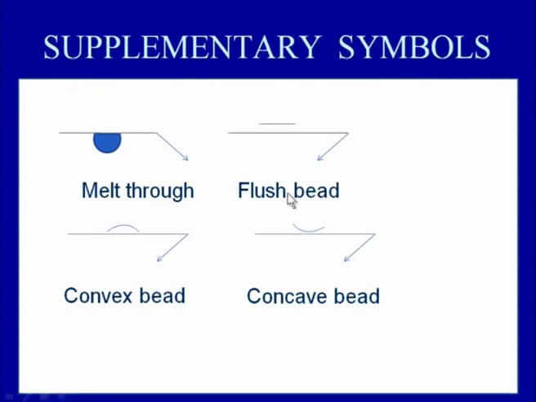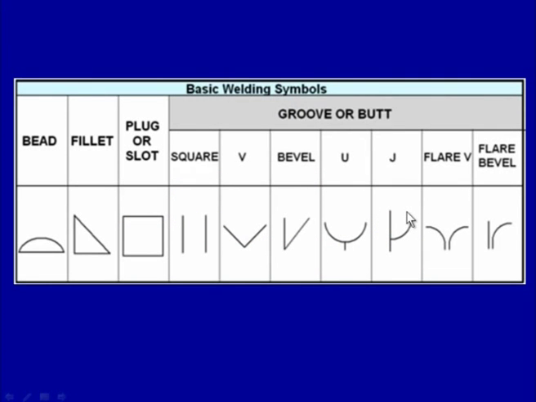and when flush bead is desired, meaning the weld bead is to be removed and a flat surface is to be obtained, then this kind of information is given using the straight line, and for convex bead information in this form is given using the curved line, and for concave bead this kind of information is given. Then the common weld symbols are used to show the type of weld, the type of bead and the type of joint to be made for developing the weld.